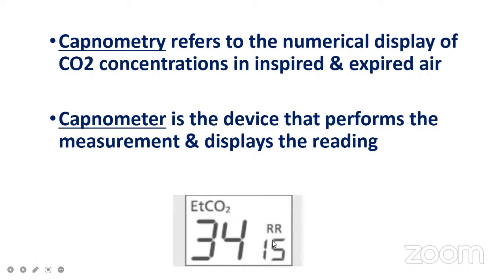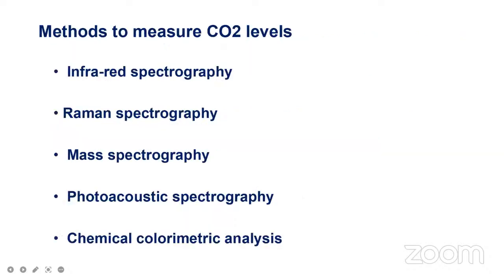This is the numerical display of the ETCO2. Capnometer is a device that measures and displays the reading. There are different methods to measure the CO2 levels that include infrared, Raman, mass, and photoacoustic spectrography. And the other one is the chemical colorimetric analysis.